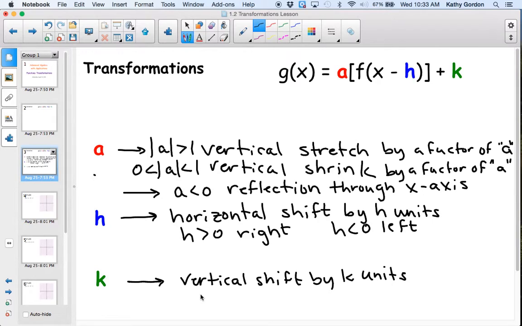All right, so if k is positive, which way are we moving? Up. And if k is negative, which way are we moving? Down. All right, does that all look familiar? Kind of remembering that from last year?